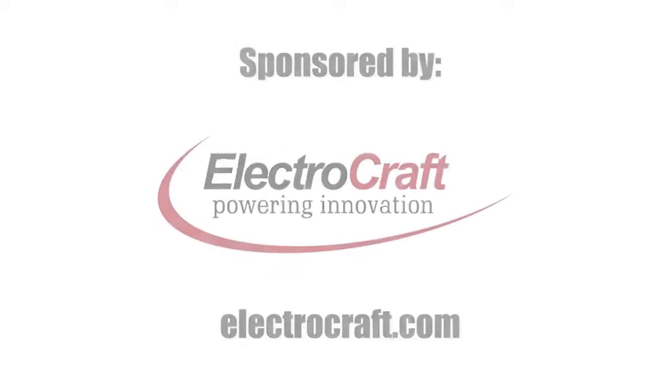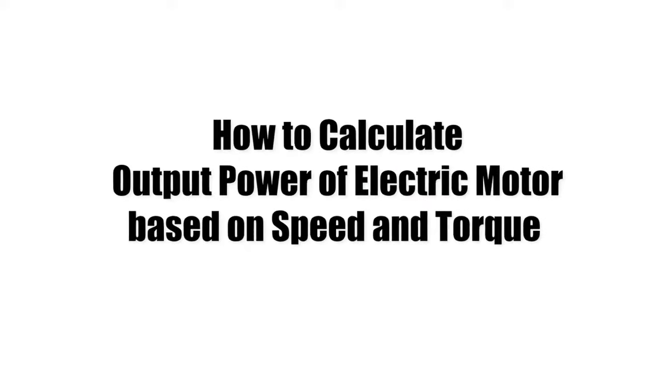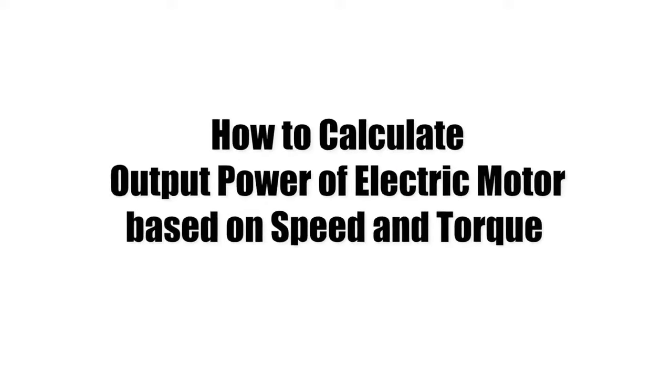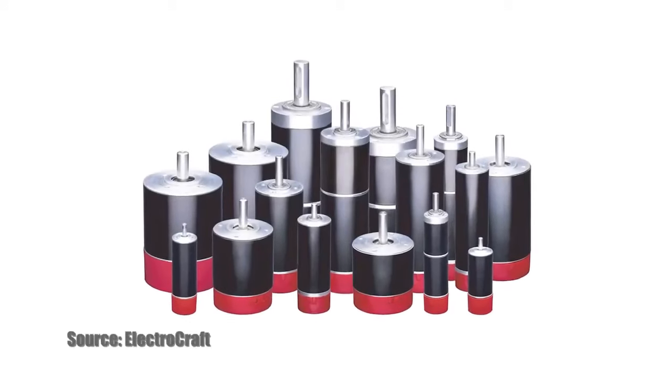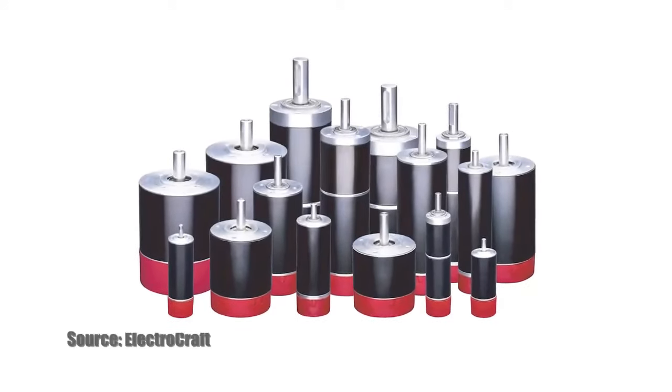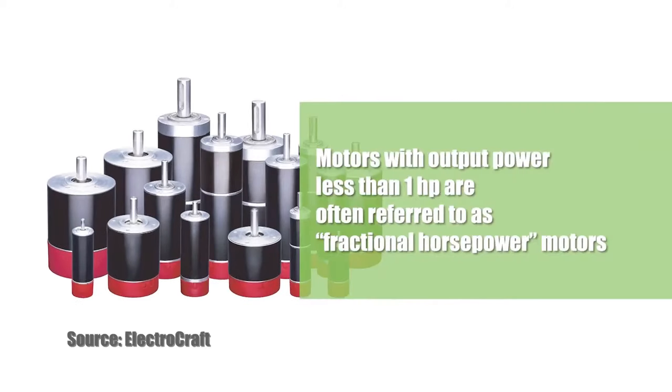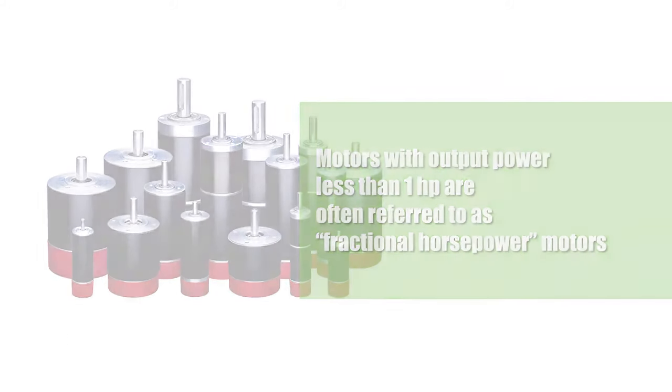In this session, sponsored by Electrocraft, we'll learn how to calculate the output power of an electric motor based on speed and torque. In motion control applications, motors are typically chosen based on their torque and speed capabilities, using a torque speed curve that shows the motor's performance when paired with a specific type of drive and operated under specific conditions. But motors can also be rated or specified by their output power.